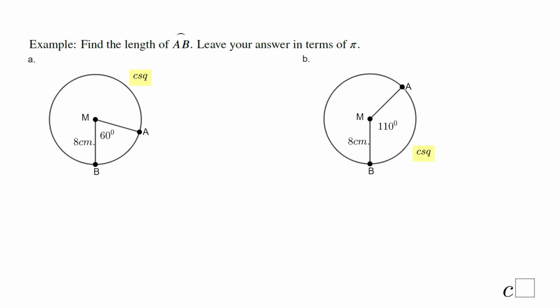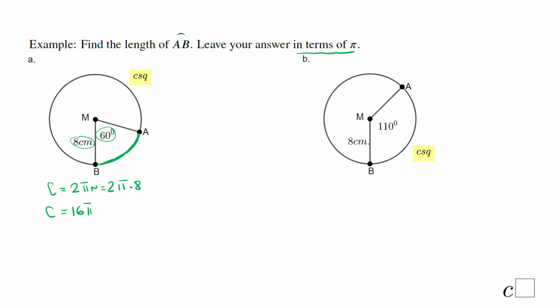So let's take a look at this example. In this example, we need to find the length of arc AB. Do you notice the central angle is 60 and the radius is 8 centimeters. The first step you want to do is find the circumference, 2 pi r, and that will be 2 times pi times 8, and that will be 16 pi. We're going to keep the answer in terms of pi.